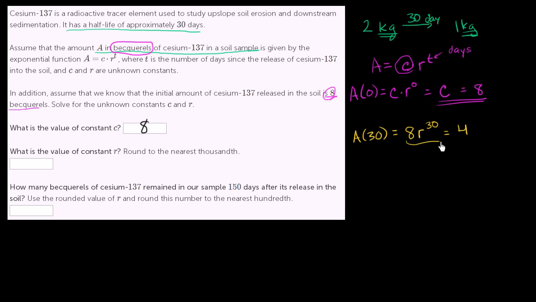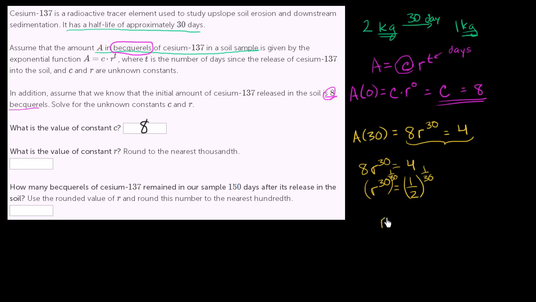And now we can use this to solve for R. So you have 8 times R to the 30th power is equal to 4. Divide both sides by 8. You get R to the 30th power is equal to 4 over 8, which is the same thing as 1/2. And then we can raise both sides to the 1/30th power. R to the 30th, and then you could think of it as the 30th root of that, or raising that to the 1/30th power.